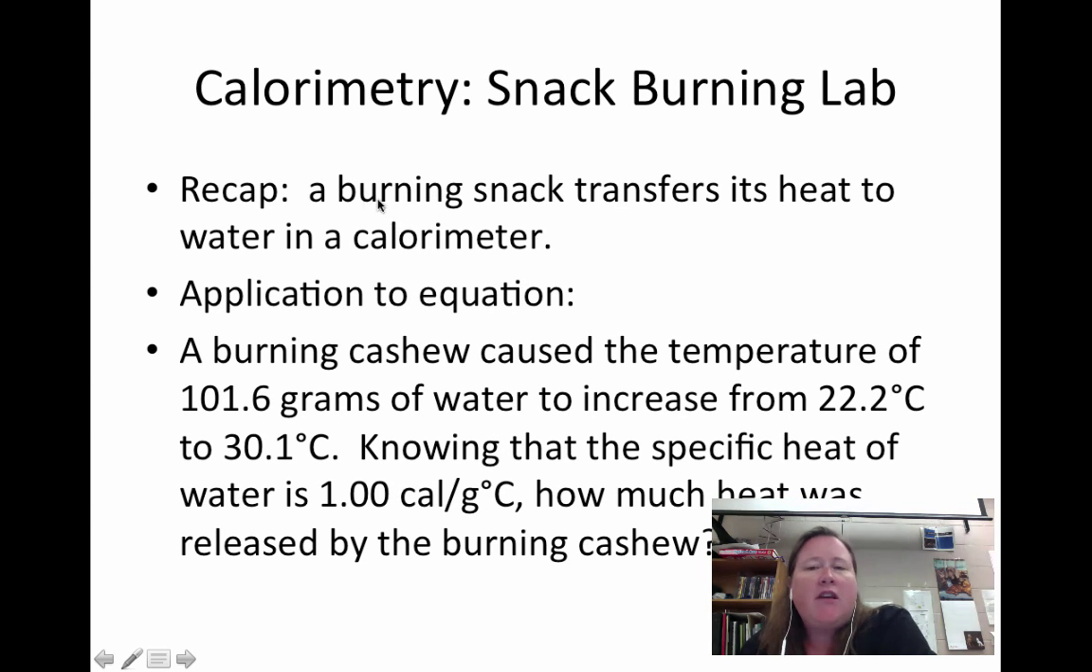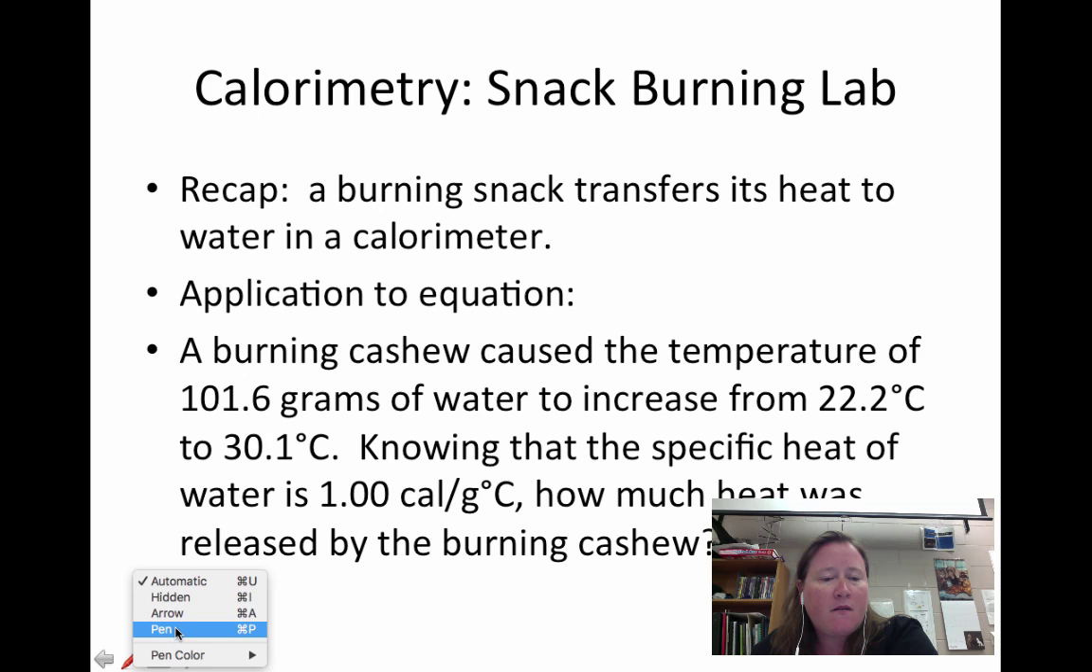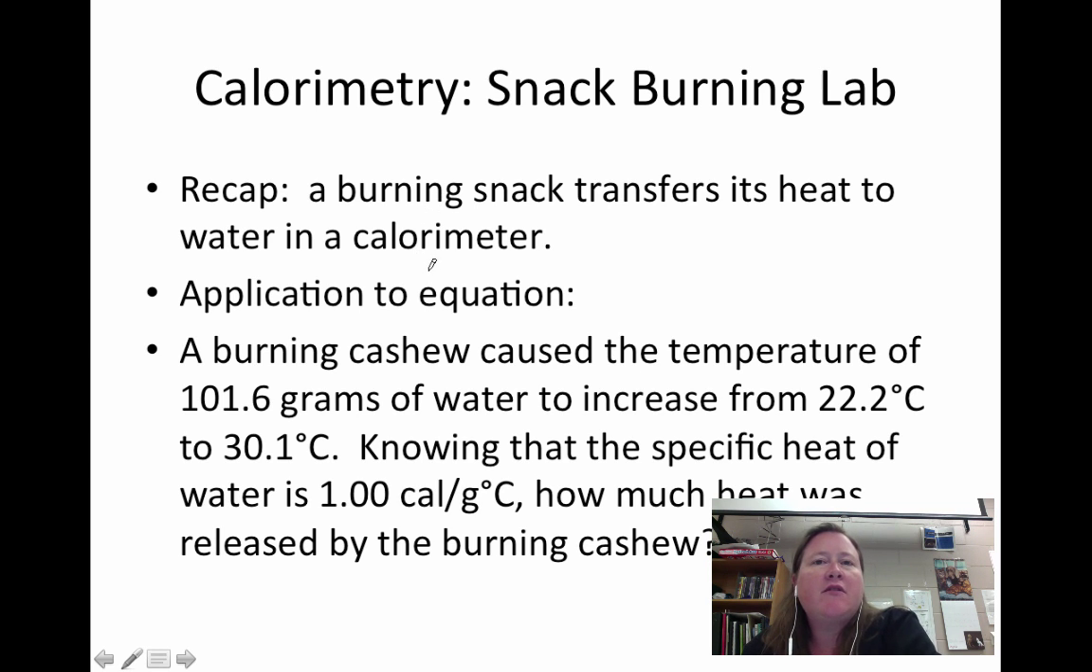So a recap of what we did in the snack burning lab. We took a burning snack, and I encourage you to watch a demonstration of what was done in the chemistry lab. It's a video that I posted onto our classroom site at the time of this recording.